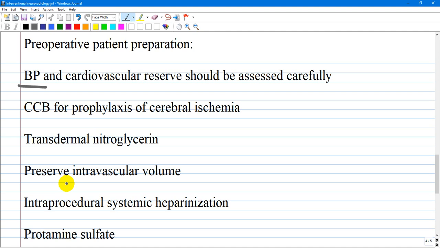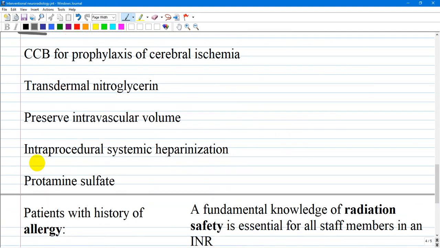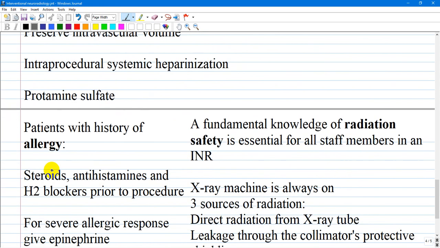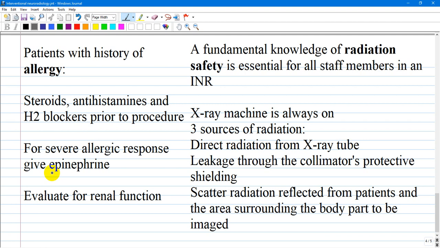In the history, items of interest include prior anticoagulation, coagulation disorders, protamine allergy, recent steroid use, and contrast agent reactions, including general atopy or iodine shellfish allergies. Patients who give a history of significant contrast agent reactions can be treated with steroids, antihistamines, and H2 blockers prior to the procedure.